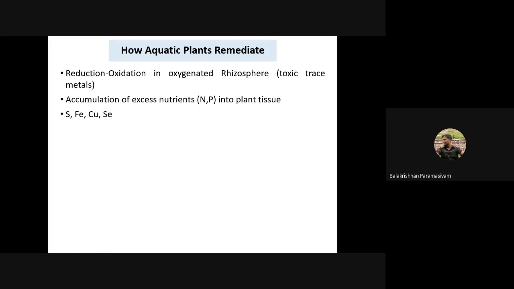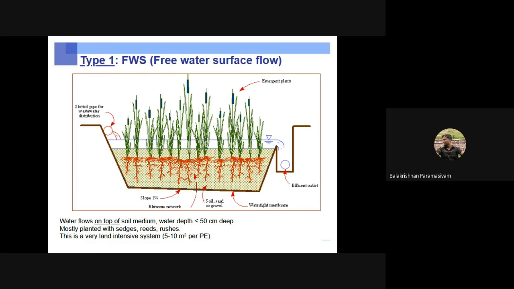Now we will see one by one the different types of constructed wetland. So this is a free water surface flow. If you see, it is a wetland. Here we are providing media with a slope of 1%, soil and sand or gravel, and a watertight membrane. So at the bottom we are providing a watertight layer. Generally an HDPE membrane or cement, an RCC platform or PCC platform will be given. So this is a very simple operation. Wastewater will come, pass through and be settled.